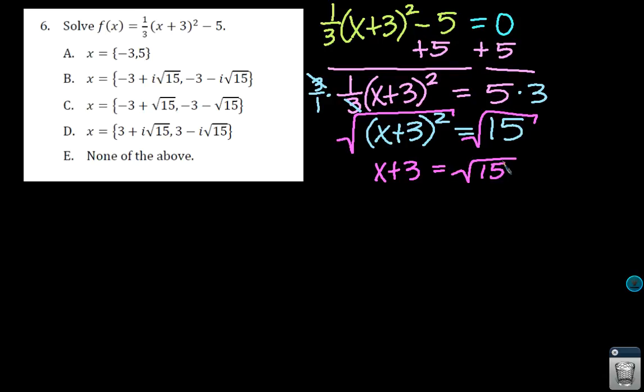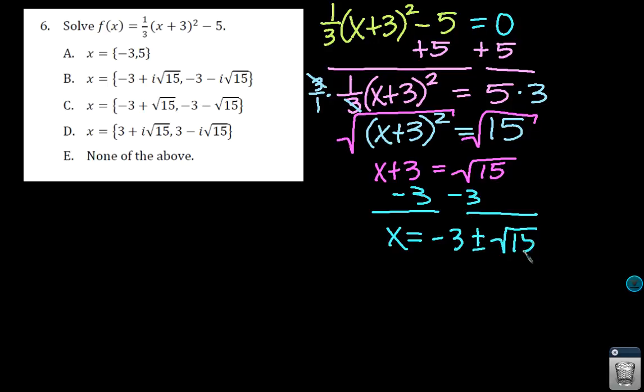Since 15 is neither a perfect square, nor does it have any perfect square factors, it cannot be simplified. My next step is going to be to subtract 3 from both sides. So I have x equals negative 3 plus or minus the square root of 15.